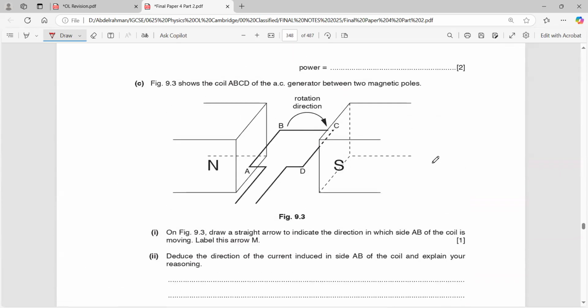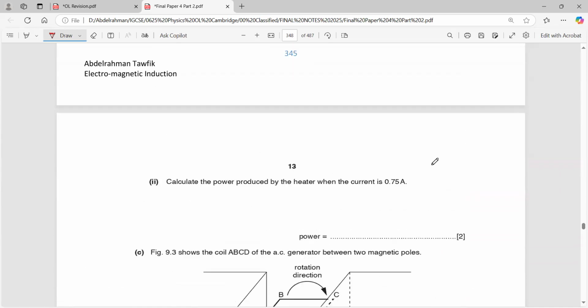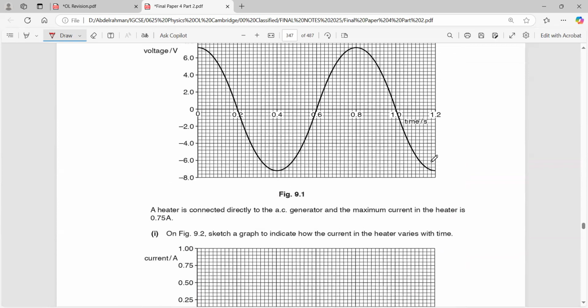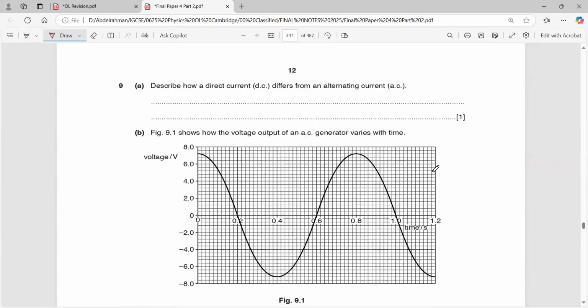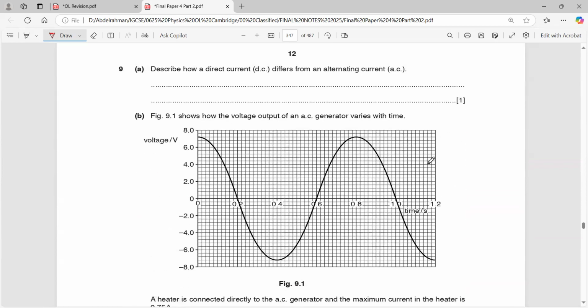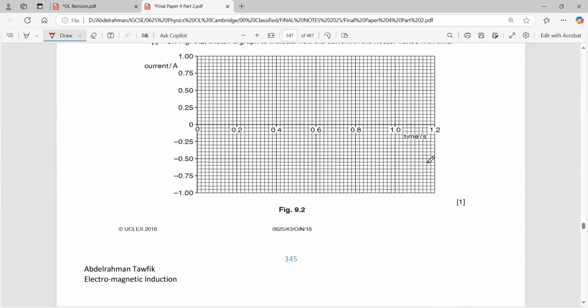Okay, I need to find, yes, this is a better question. A much better question. I like this question. This is page 345.